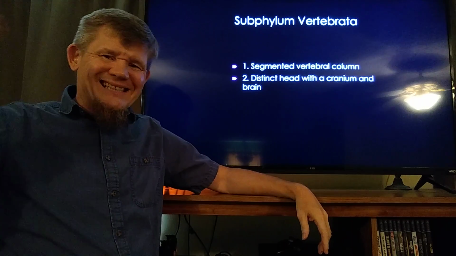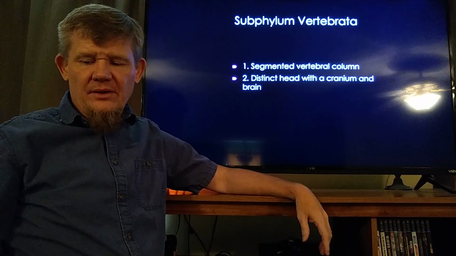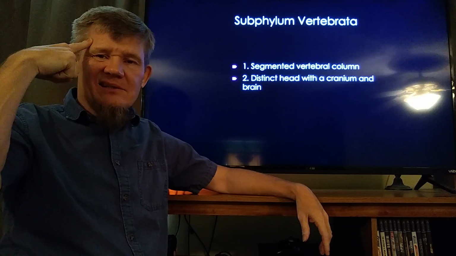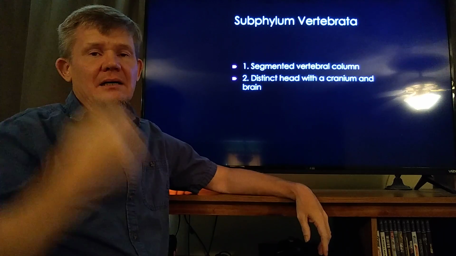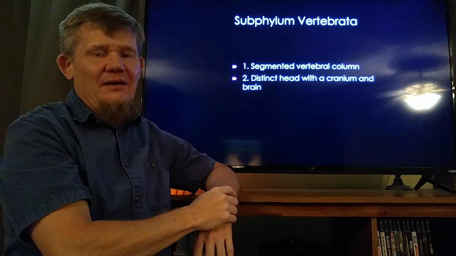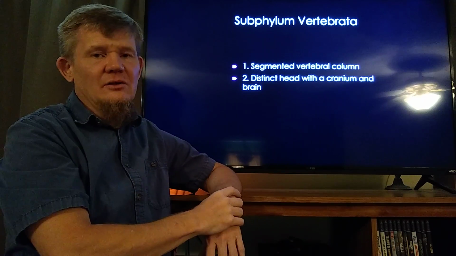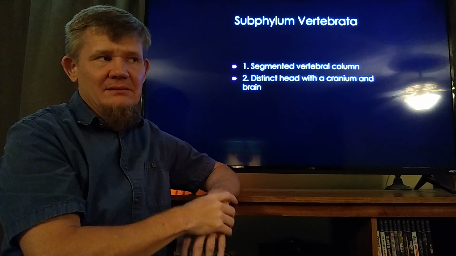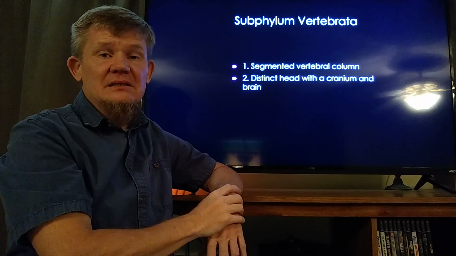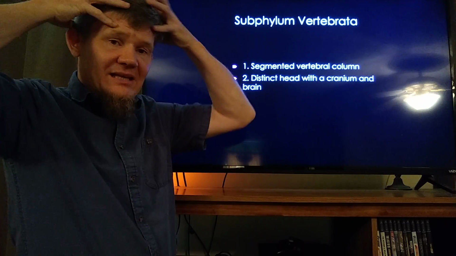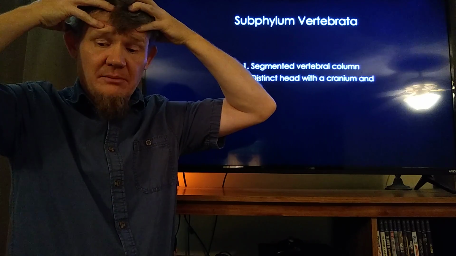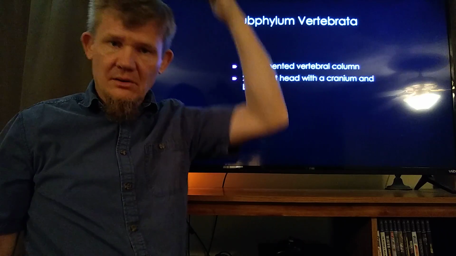All vertebrates are going to have a distinct head with a cranium and a brain. The cranium is specifically the case that surrounds your brain inside. That sea squirt that we looked at in the previous video didn't have a head. All of the organisms we're going to look at from here on out are going to have an actual head. It might not be as easy to see as ours is, but they all have a clear, obvious head. They'll all have a skull case, a hard case that surrounds and protects the brain. A distinct cranium with a brain inside.